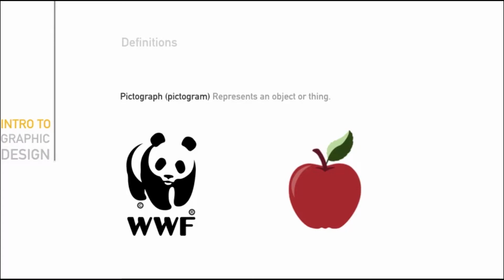So a pictograph represents an object or a thing. Here's the logo for the World Wildlife Federation, and of course it is a picture, a simplified representation of a panda, and this of course is a simplified representation of an apple. The thing about pictographs is that you don't need a written language to explain what you're talking about. If you've seen a panda, you know what this is, so you don't need any further explanation.